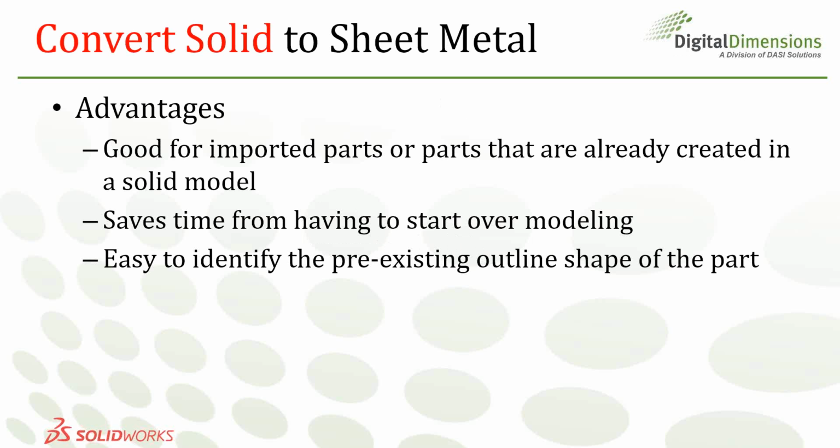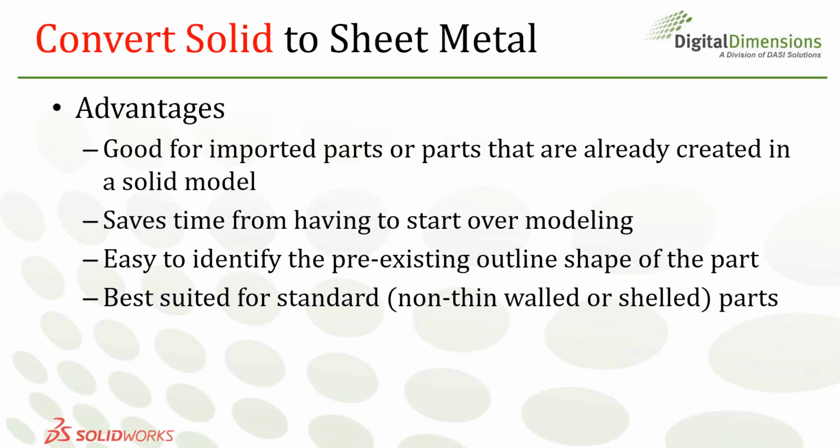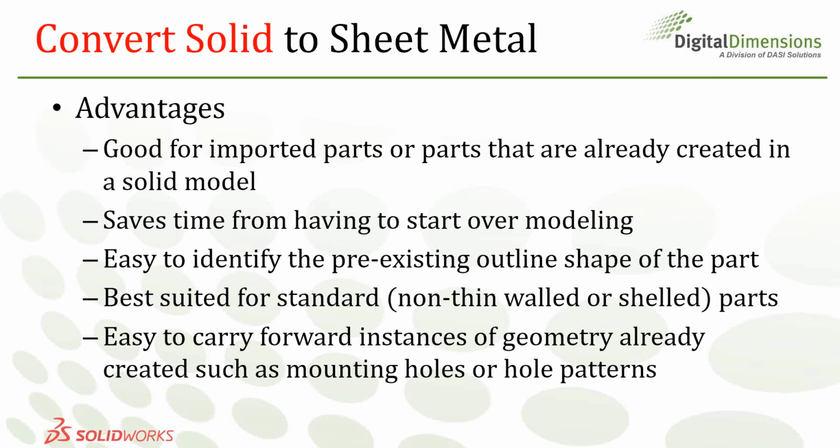It's easy to identify the pre-existing outline shape of the part, so you pretty much know what the sheet metal part's going to look like when you look at the solid, and you can select the different fixed faces or the different bend edges depending on how you want to utilize those components or those features. And one to note, it is best suited for standard parts, so those are things like non-thin walled or shelled parts, right? So just solid standard parts. It's easy to carry forward your instances of geometry already created. So those are things that I'm thinking of, like mounting holes, or if you have really complex hole patterns, you'll be able to carry those forward without having to redo all that dimensioning and work.